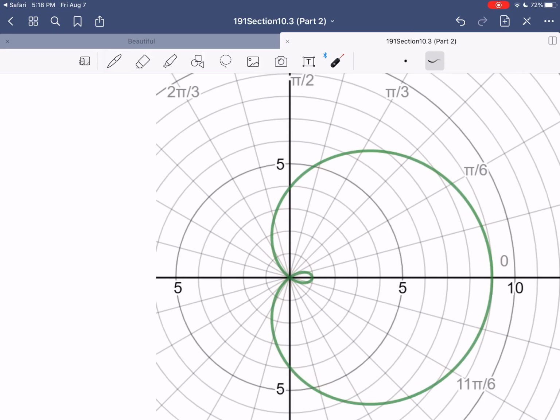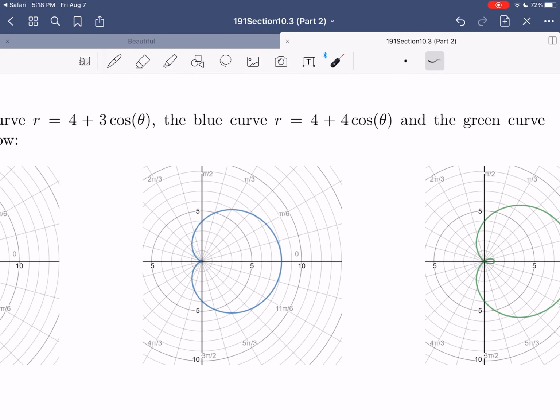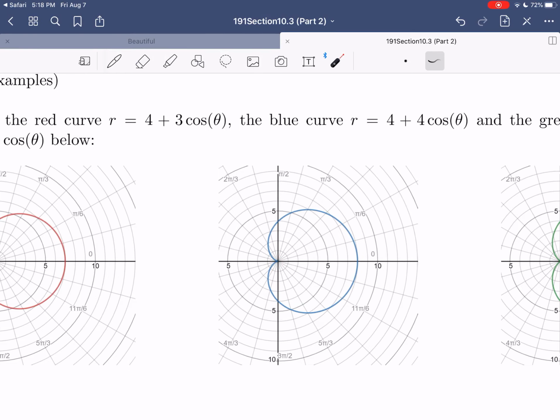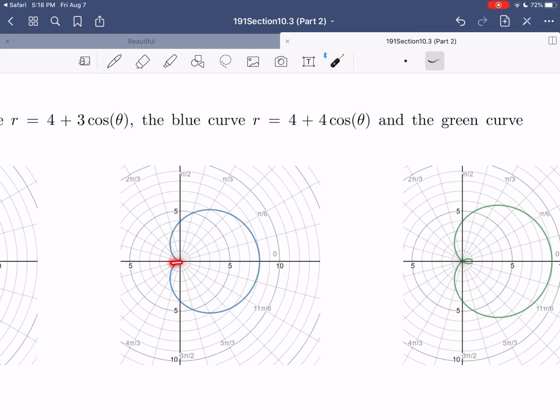So what you can imagine is that as this number here increases, you're pushing this little point in further and further. Eventually it becomes sharp right when these two things are equal, and if you push it any further, it actually causes an inner loop. So you now know the general behavior of this entire family, the limaçon family.